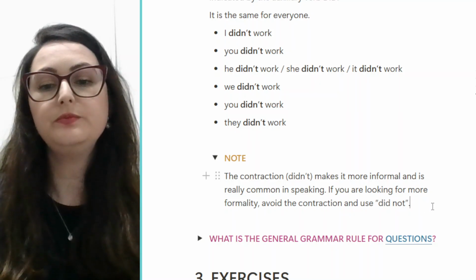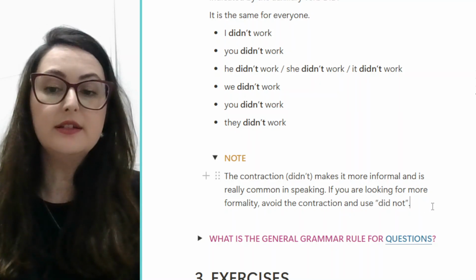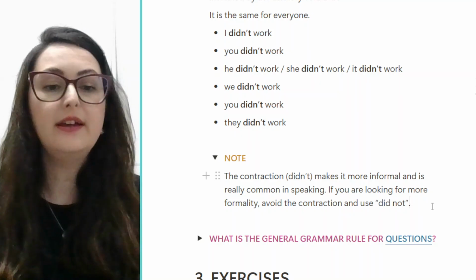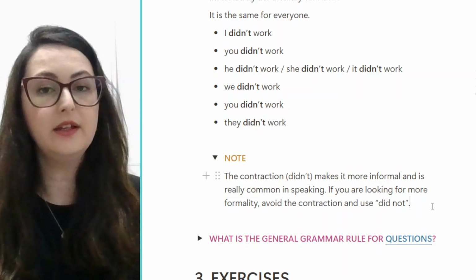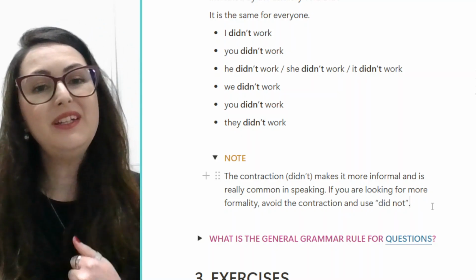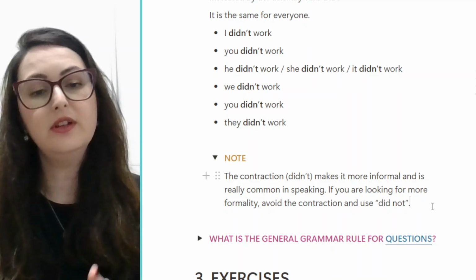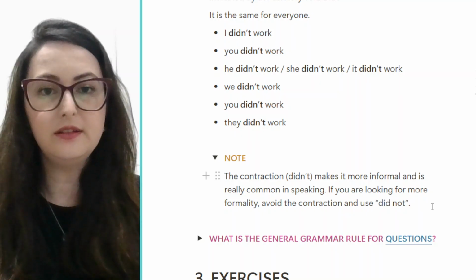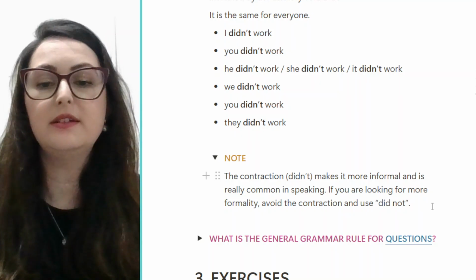But we have a note here. The contraction didn't is more informal and is really common in speaking. So if you were looking for more formality, you need to avoid the contraction and use did not instead, especially when writing.